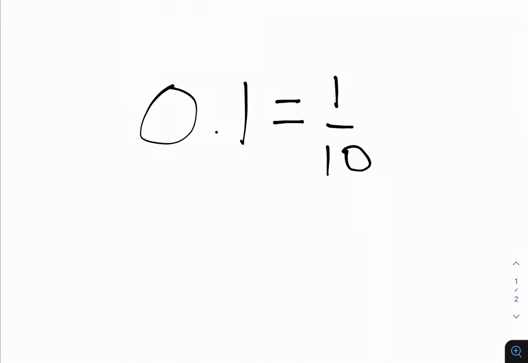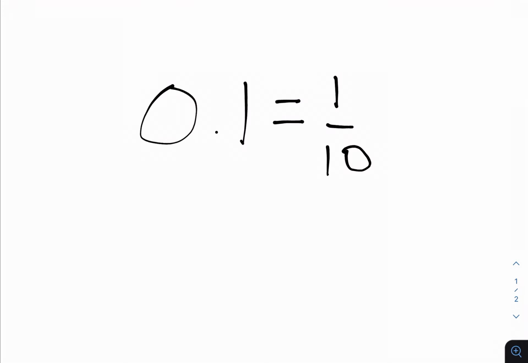For example, 0.1 is a decimal, and it represents 1/10, or 1 divided by 10, basically.